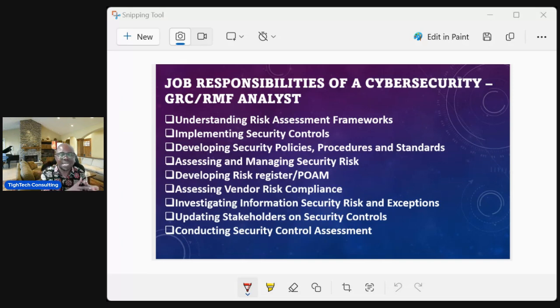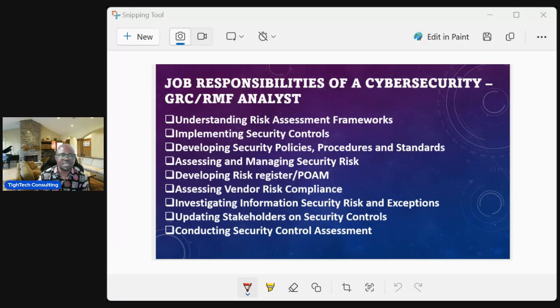Now, there are findings that come out of a security control assessment, vulnerability scanning, penetration testing, whatever. And those findings cannot be immediately remediated. So what happens? We cannot leave those findings just hanging around. We need to document them somewhere. So we either document them in the risk register or in the plan of action and milestone. So it's part of our job responsibility.